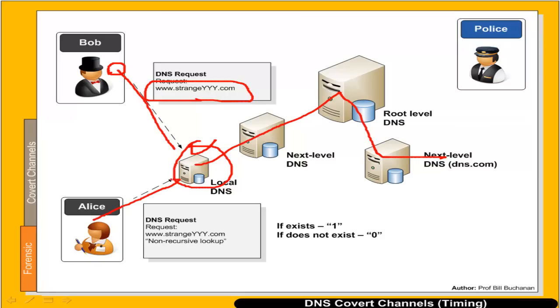Next, Alice asks the DNS server for the same domain, and these have been pre-agreed by Bob and Alice, and asks it for a non-recursive lookup. A non-recursive lookup will stop the local DNS from questing up the levels and will only look in its local cache. If it exists, then Bob has been there already, so Bob passes a 1. If it doesn't exist, it means it's been aged out and Bob hasn't requested it, so it is a 0. So in this way, Bob and Alice have set up a timing channel.